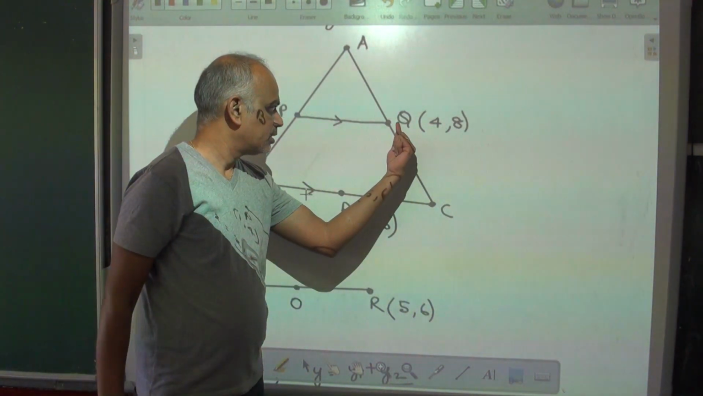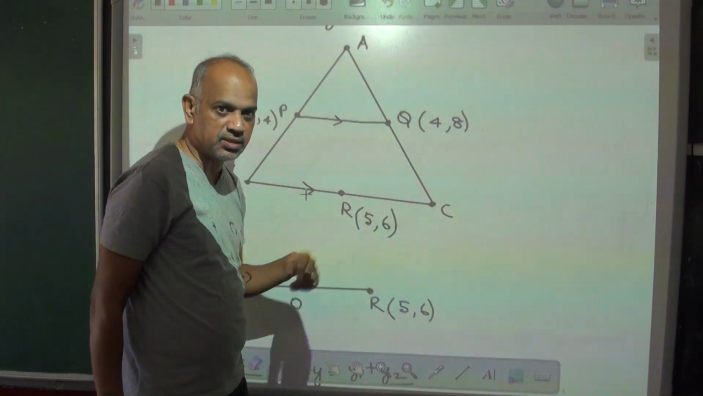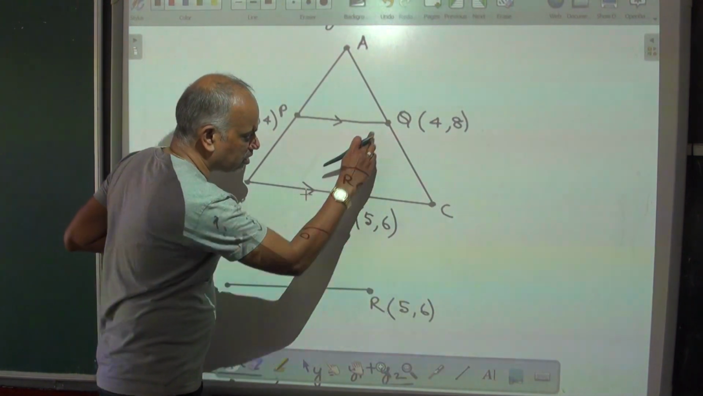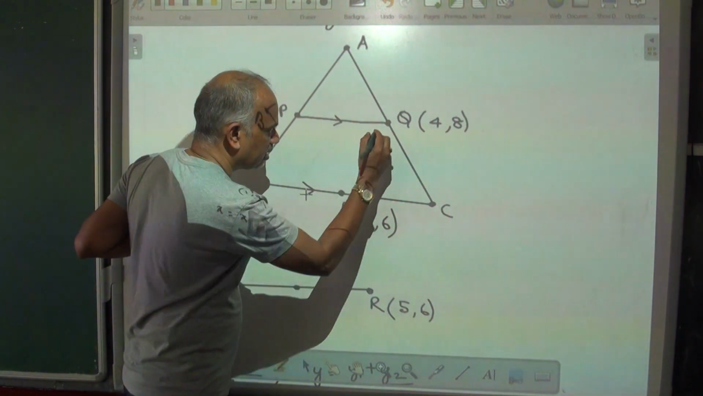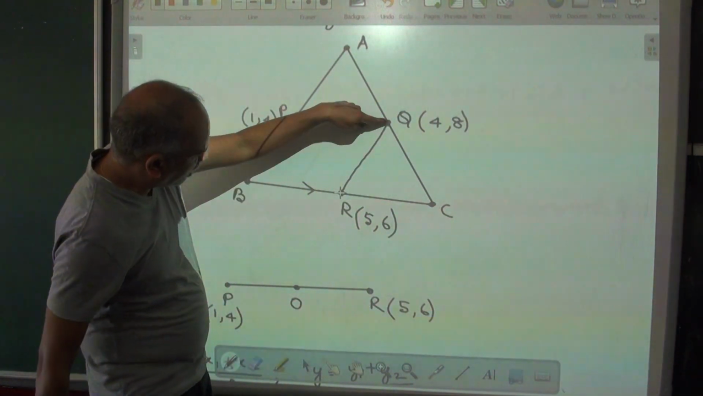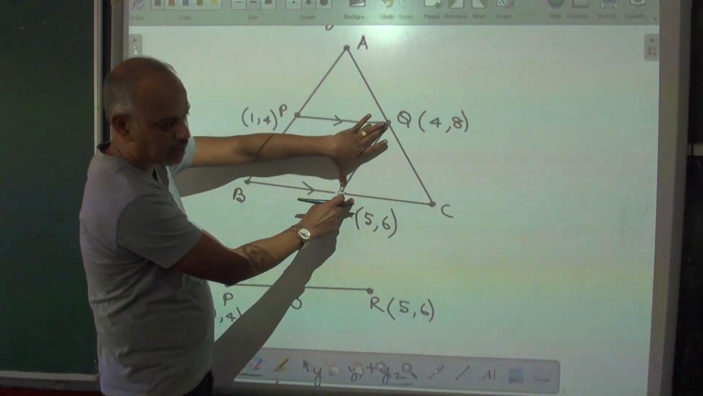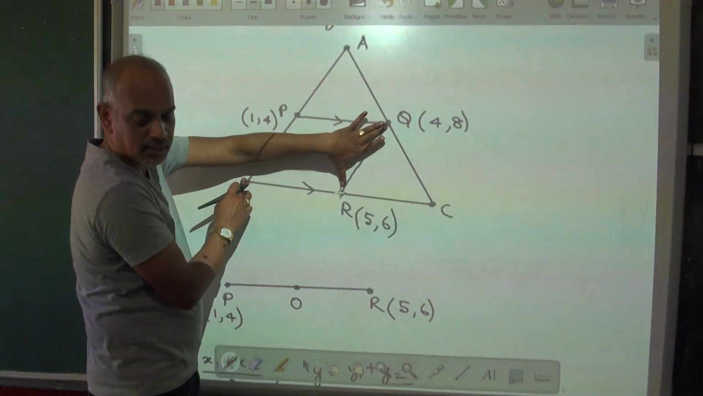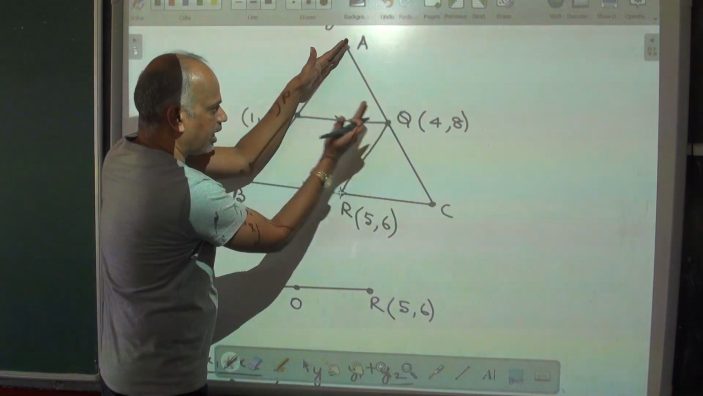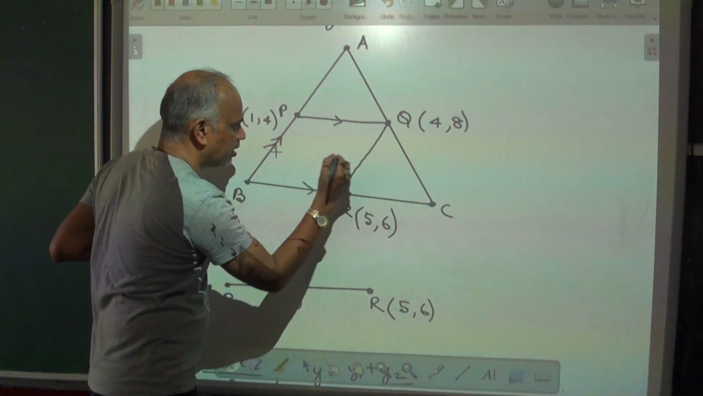Similarly, Q is the midpoint of AC. R is the midpoint of BC. Same thing I am going to do. I am going to join the two midpoints of these two sides by a straight line. This straight line connecting two midpoints of these two sides must be parallel to the third side. This and this must be parallel. So this is parallel to this one.